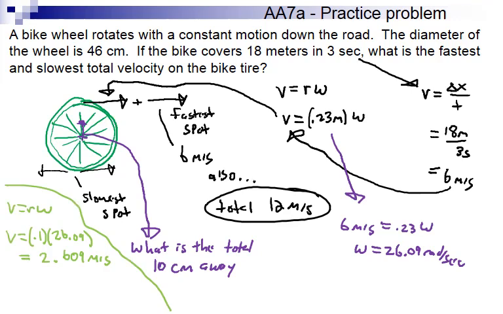So go ahead and pause and then give that a try. All right, so we know the angular speed here, or angular velocity, is 26.09 radians per second. So we can find the linear speed, which is 2.609 meters per second, and we add the two at the top there, so we get a total of 5.12 meters per second.